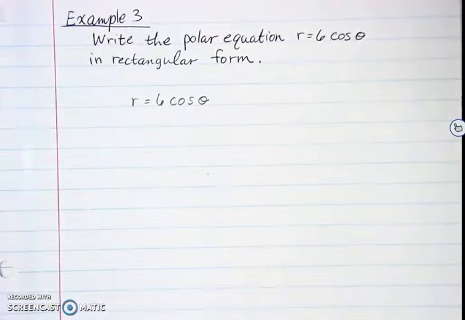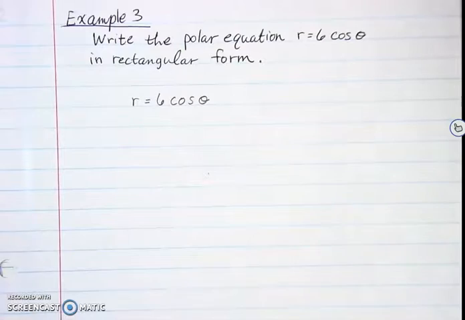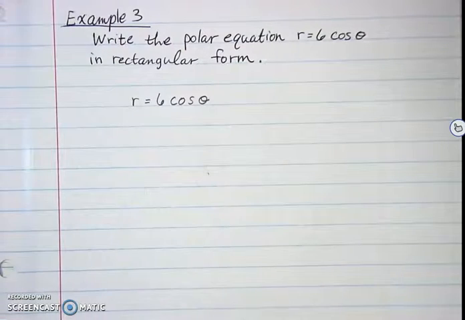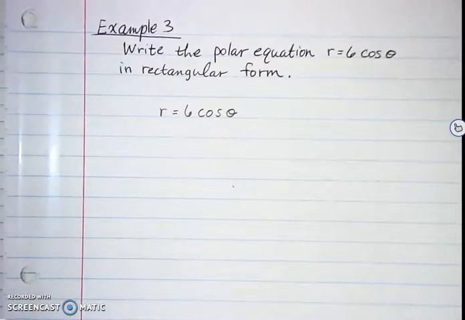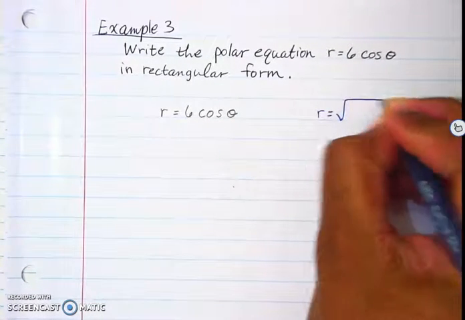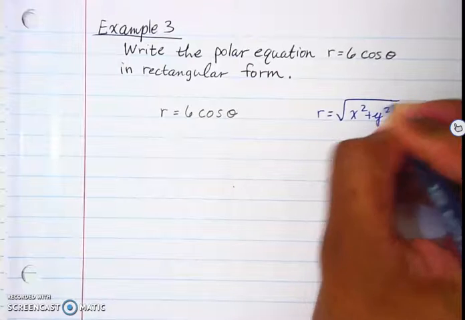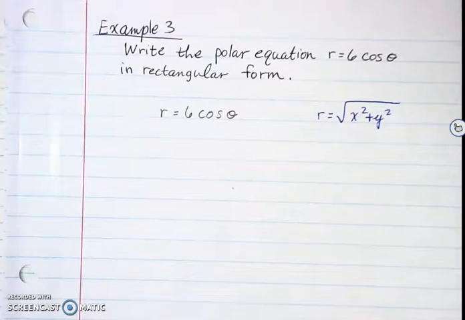So we have r equals 6 cosine theta. Now, we have multiple pieces that we've learned already about what r equals, what cosine equals, and what x and y equal. So I'm going to pull that off to the side here, so when we need it, we can pull it in. First off, we know that r equals the square root of x squared plus y squared. We know that part for a fact.